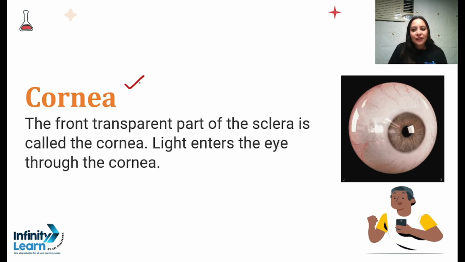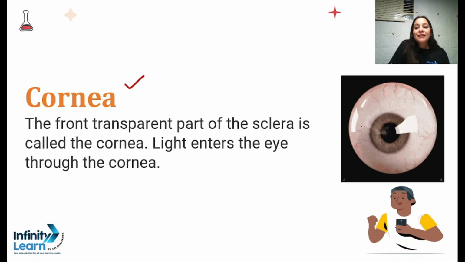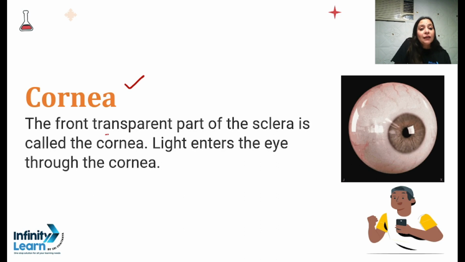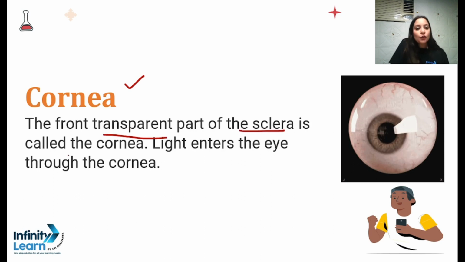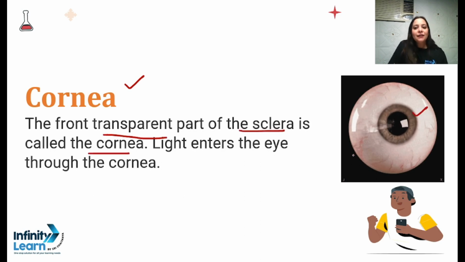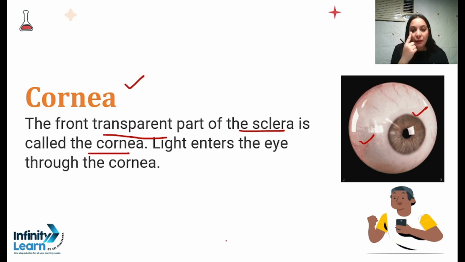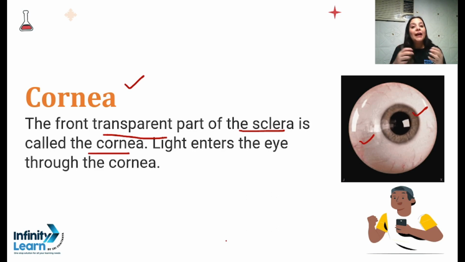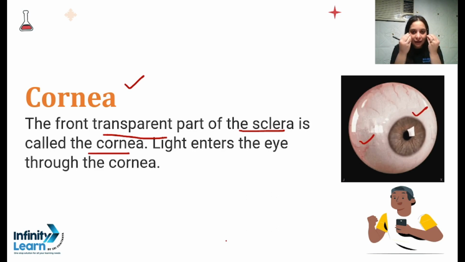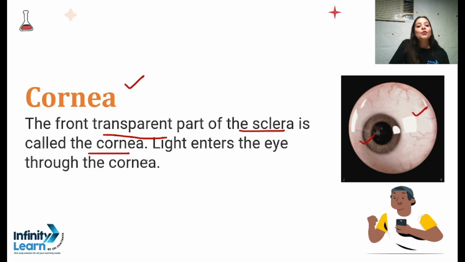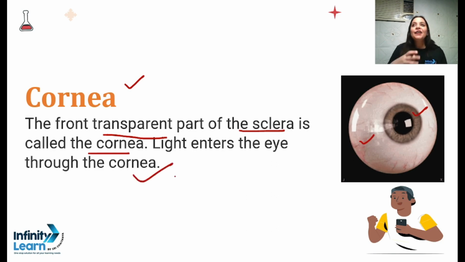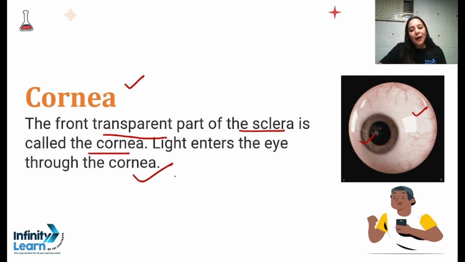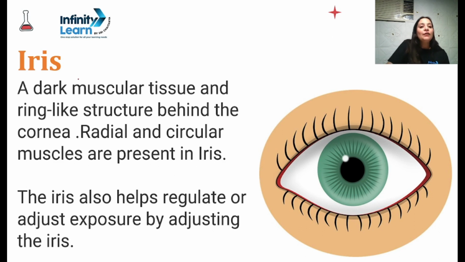Let's see which part is exactly called the cornea. The front transparent part of the sclera is called the cornea. The front transparent part, which you can see in my eye too, is the cornea. The cornea allows the light rays to enter the eye. Light enters the eye through the cornea. So we can say that the cornea acts as a window to the world because it allows the light rays to pass through. Inner to it we have the iris.